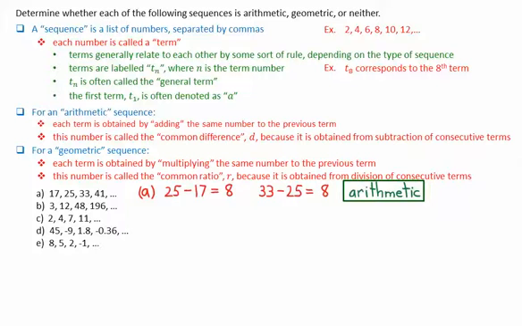For question B, in this case, we divide consecutive numbers. 12 divided by 3 gives 4. 48 divided by 12 is also equal to 4. We could divide 196 by 48. We would also get 4. Since division of consecutive terms results in a constant, this is a geometric sequence.